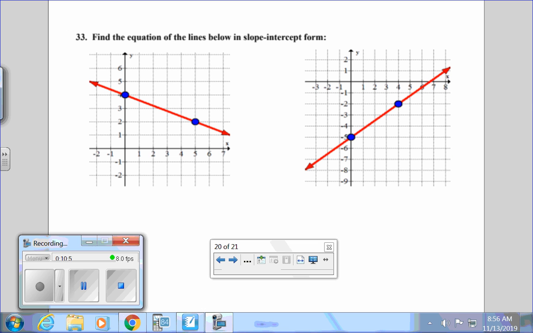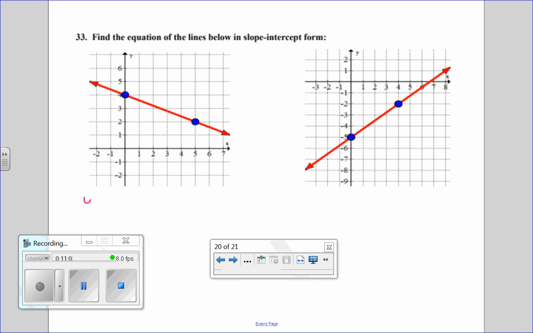It says, find the equation of these lines in slope-intercept form. So 2 things we need to find, the intercept and the slope. Now the intercept is living on the y-axis. Where's the intercept on this one? 4. And so let me stick that into my equation. So it's y equals mx plus b, where b is the intercept and m is the slope.